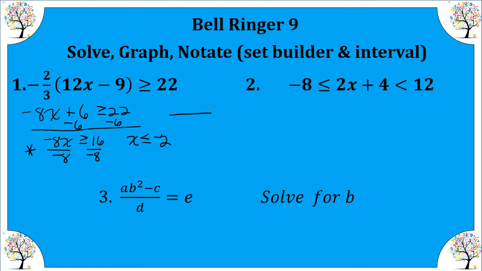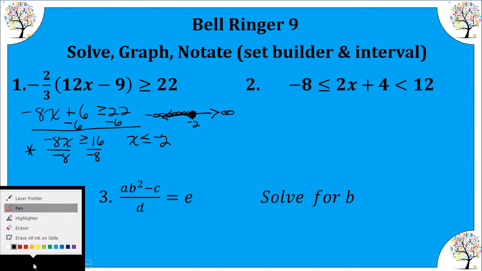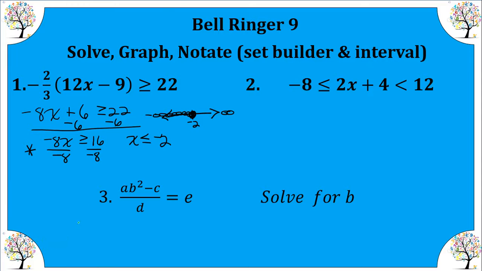Let's graph this. I have negative 2, and it says x is equal to that, so it is closed and shaded to the left. Now let's get a different color to indicate maybe yellow. Hold on. So our solution set is from negative infinity up to negative 2 and included.